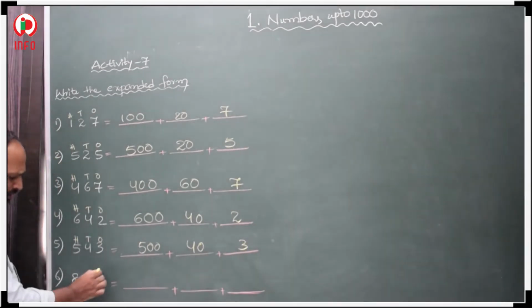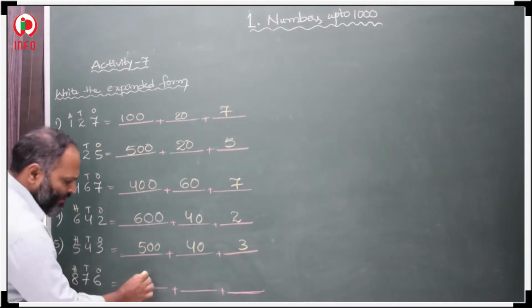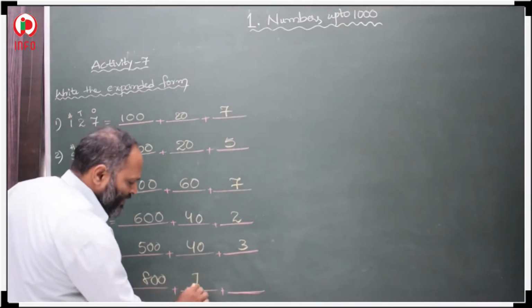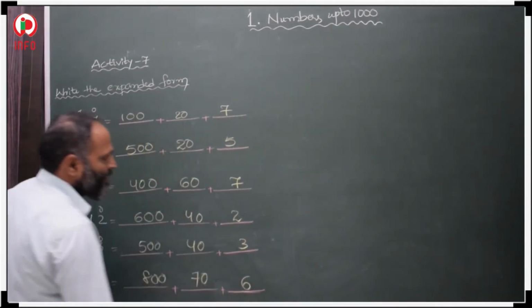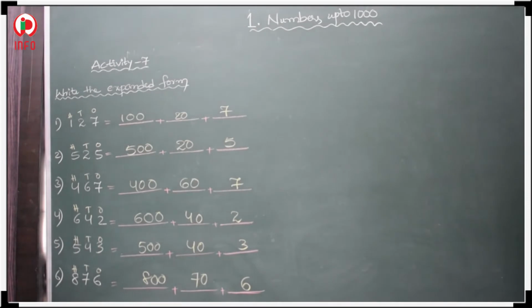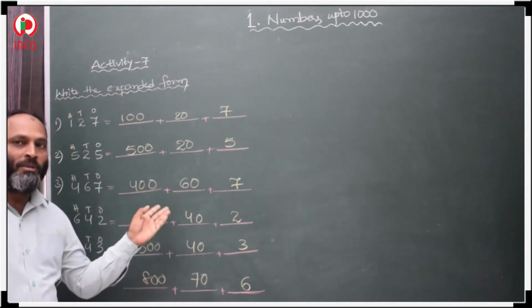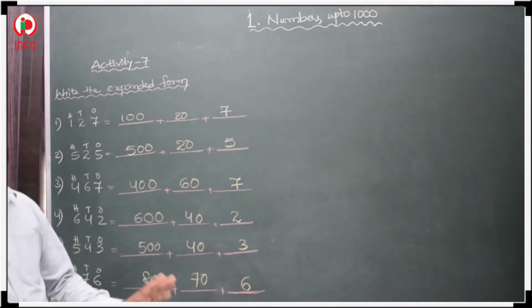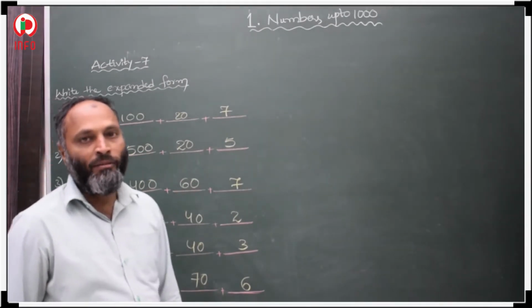And again this ones, tens, hundreds. 8 is in hundreds place, 800. 7 is in tens place, 70. And 6 is in ones place, 6 as it is. In this way we have to write in expanded form. If in hundreds place we have to keep 2 zeros for the digit. If tens place keep 1 zero in the digit. And in ones place no zero, nothing, keep as it is. So this is our expanded form.